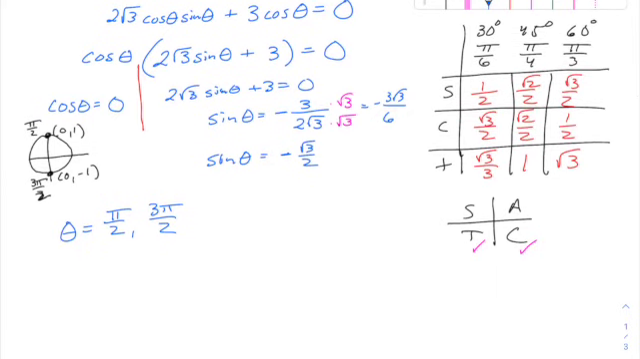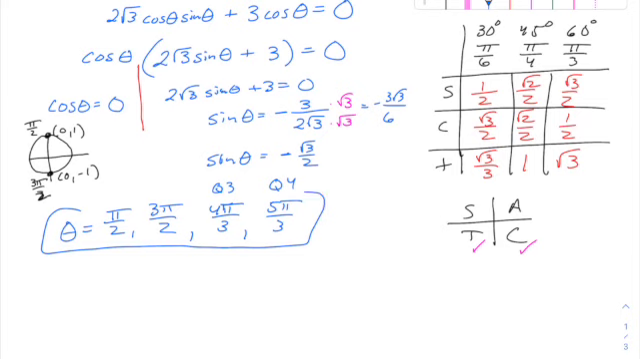So quadrant 3, quadrant 4. So the quadrant 3 angle with a pi over 3 reference angle is 4 pi over 3, right? One more than the denominator, or pi plus pi over 3 gives you 4 pi over 3. Quadrant 4, double the denominator minus 1, or 2 pi minus pi over 3 gives you 5 pi over 3. And there's our radian solutions.